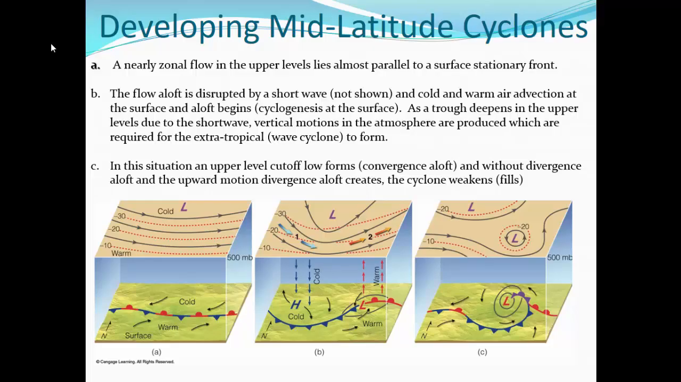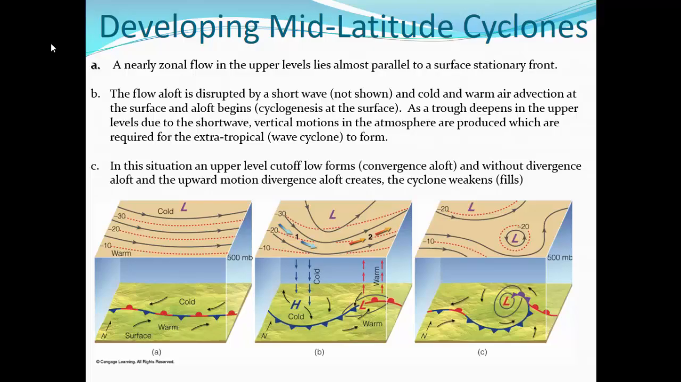Cold and warm air advection at the surface begin. That's cyclogenesis at the surface, or the beginning of the cyclone at the surface. Cyclogenesis, the development of the beginning of the cyclone. As that trough deepens in the upper levels due to the short wave, vertical motions in the atmosphere are produced, which are required for the extratropical wave cyclone to form.